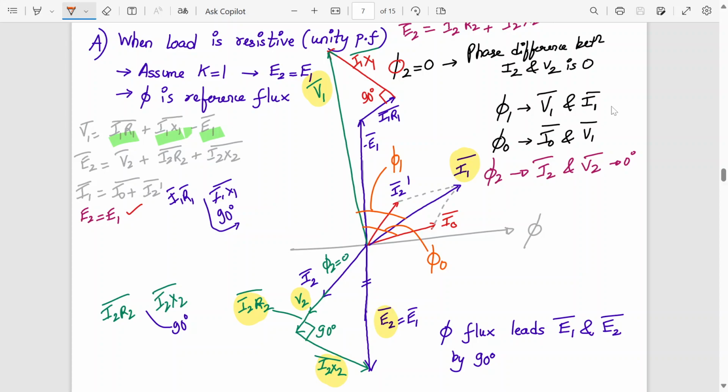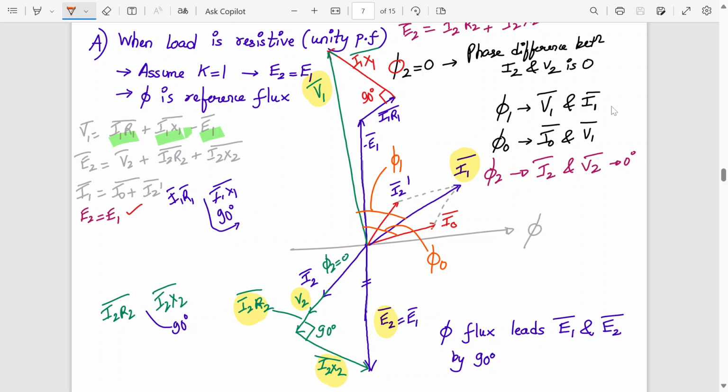We have two more phasor diagrams. When the load is inductive, that is lagging power factor, and the next one will be when the load is capacitive, for a leading power factor. If you draw by scale, then everything will come properly. I have drawn by hand, so it's coming a little bit this way. But if you draw a proper 90 degree and all, it will come in a proper manner.